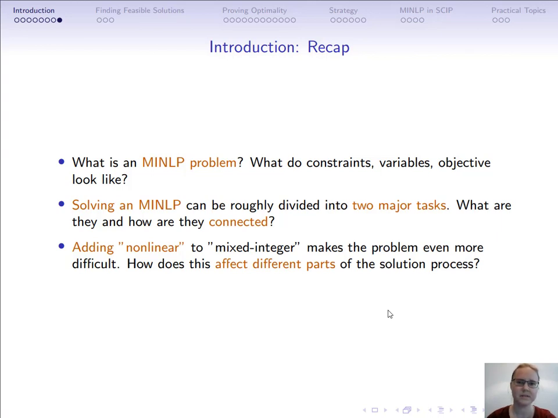First of all, I have defined an MINLP problem and have described what kinds of constraints, variables, objective functions they have. Then I have discussed the high-level view of what solving an MINLP or any mixed integer problem involves. And I have described two important parts of the solution process and the connection between them. And finally, I have also described the unique difficulties that nonlinearity brings to mixed integer programming.